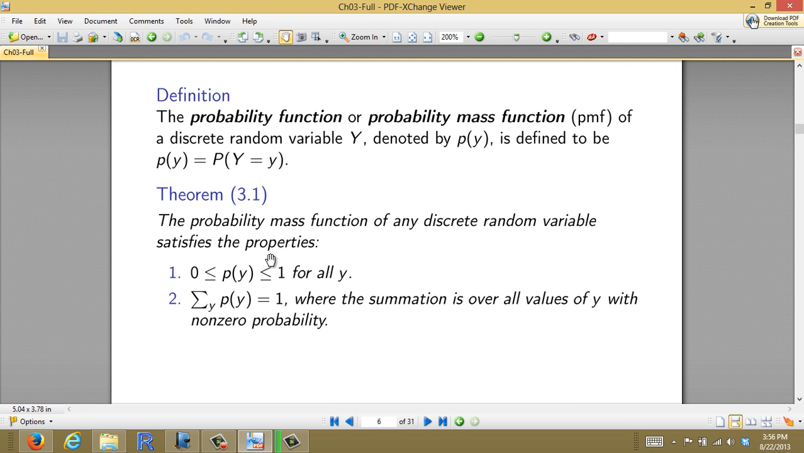And there are some properties related to the probability mass function. All values of the PMF have to take values between 0 and 1. This should be obvious simply because this is a probability, and all probabilities are between 0 and 1. Additionally, if we add up the PMF for all possible values of y, it has to be equal to 1. The reason for this is that if we add up the probability of all possible events, they have to add up to 1.